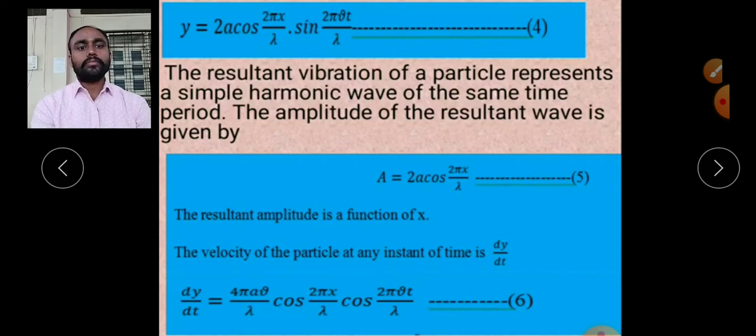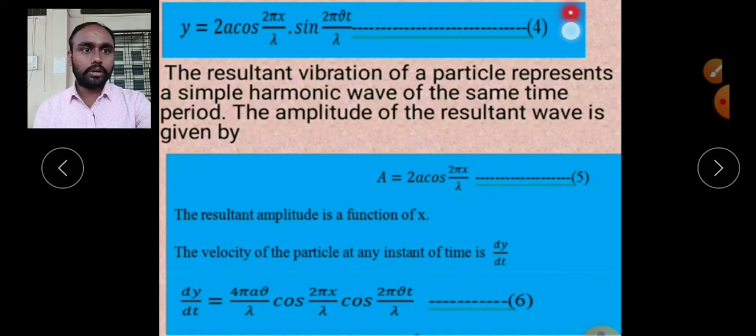Okay. Now the resultant amplitude is a function of x. Clearly, from this we can say a is constant, and 2 pi by lambda is also constant. So the resultant amplitude is simply a function of x, right? Now once you have the resultant displacement, if we want to calculate the velocity of that wave, simply differentiate it with respect to time. These things are also common, what we have done in previous lectures and previous videos. Similarly, once you have y, that is the displacement, to calculate the velocity you take its time derivative, keeping x constant.